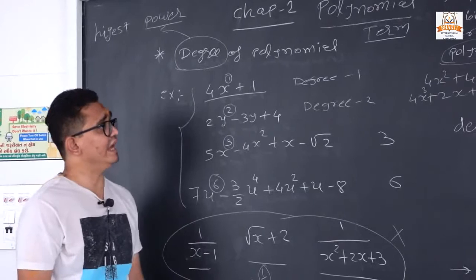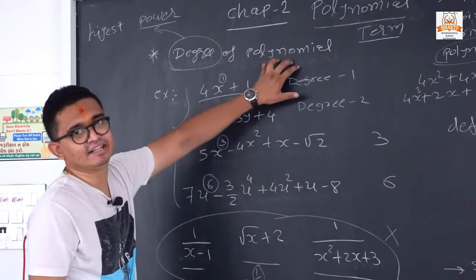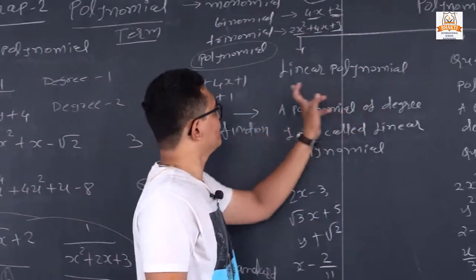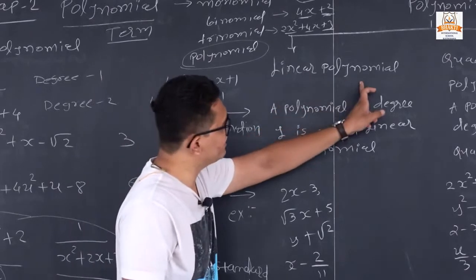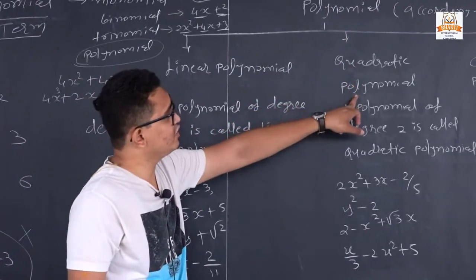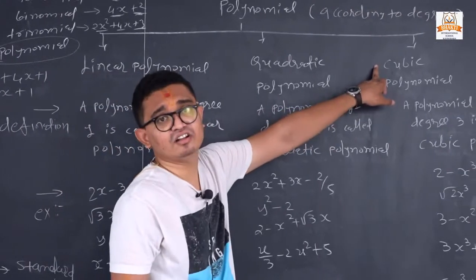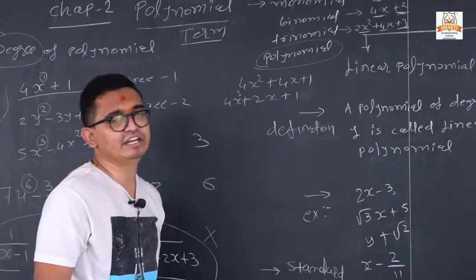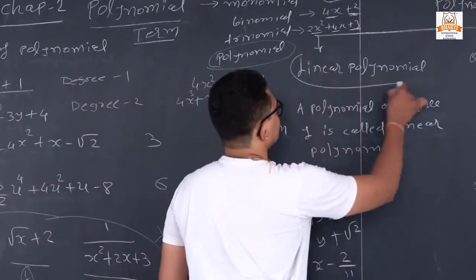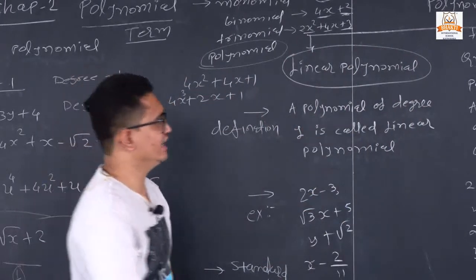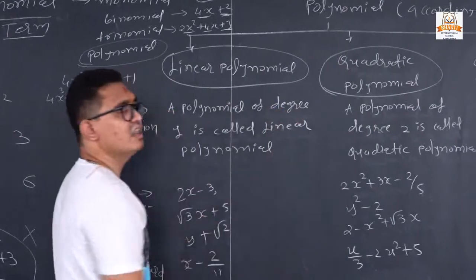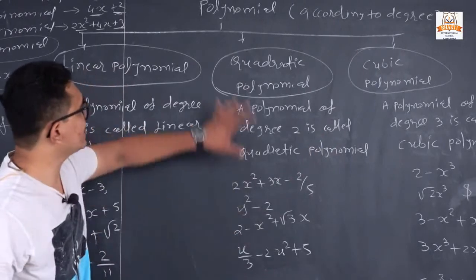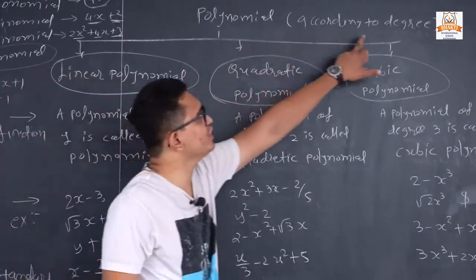So now, according to the degree, we are classifying the polynomial into 3 different classifications. First, linear polynomial. Second, quadratic polynomial. And third, cubic polynomial. So it is a classification of polynomial according to the degree.